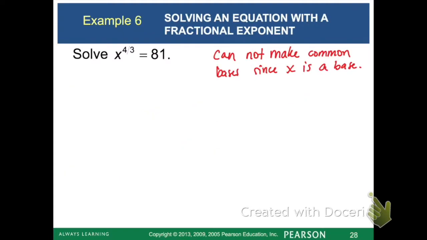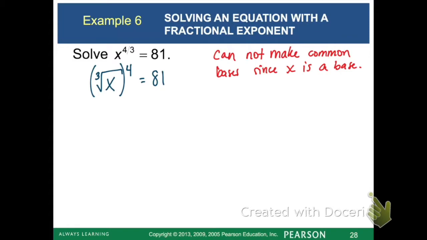Example 6. We're going to solve the equation x to the 4/3 equals 81. Note that on this problem, we can't make common bases like we did on the last problems because x is one of our bases. So what we're going to do is rewrite x to the 4/3 in radical form and then use inverse operations to solve for x. So let's start by writing x in radical form. That's going to be the cube root of x to the 4th power. And now we're going to use inverse operations to move the 4 over and to move the 3 over.